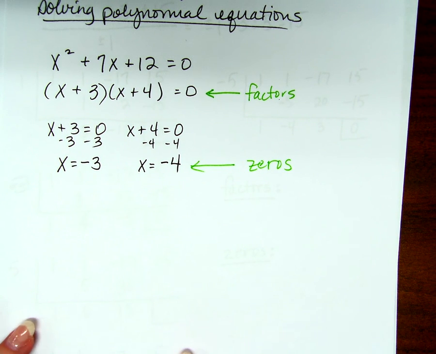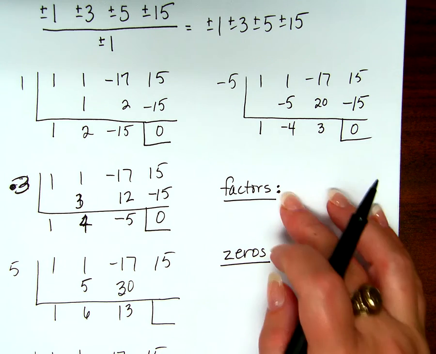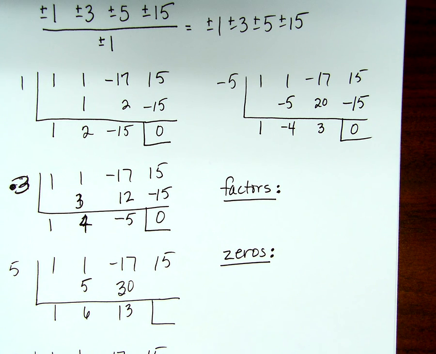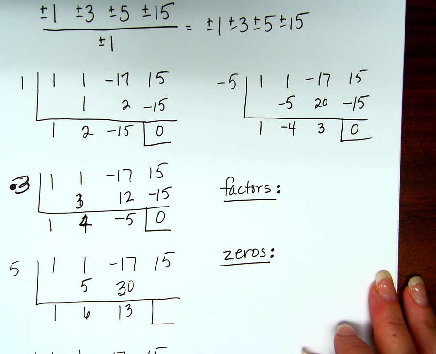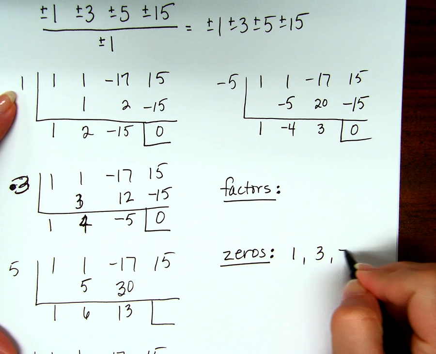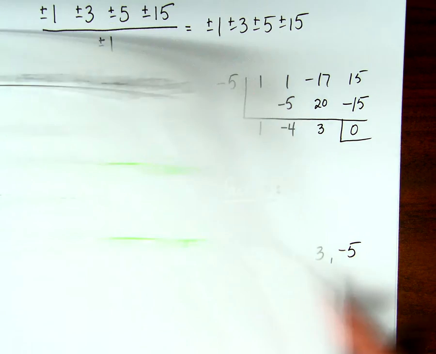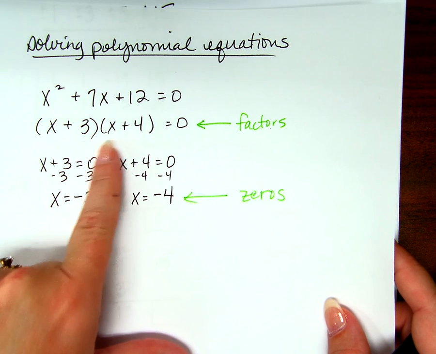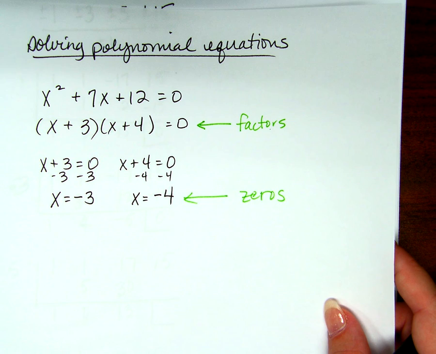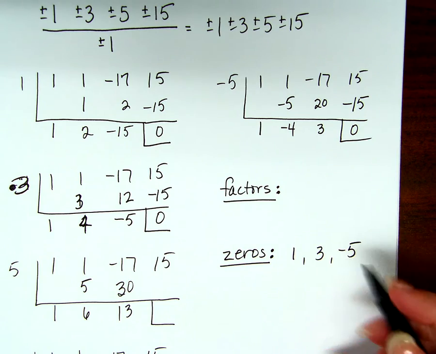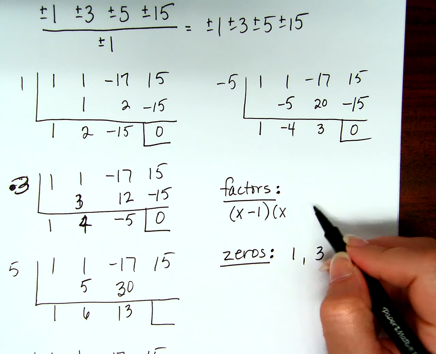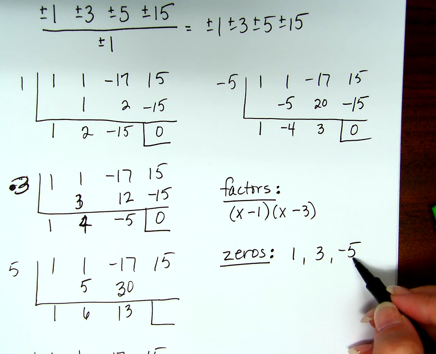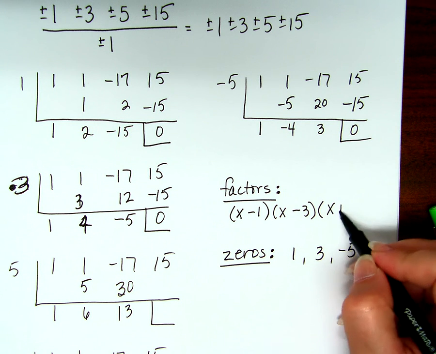So how do we get from this work to my factors and my zeros? Because of how we did this work, the zeros are actually easier to see. What are my zeros in this problem? 1, 3, and negative 5. We know the zeros. How do we go back to find the factors? So x minus 1, x minus 3, and x plus 5.